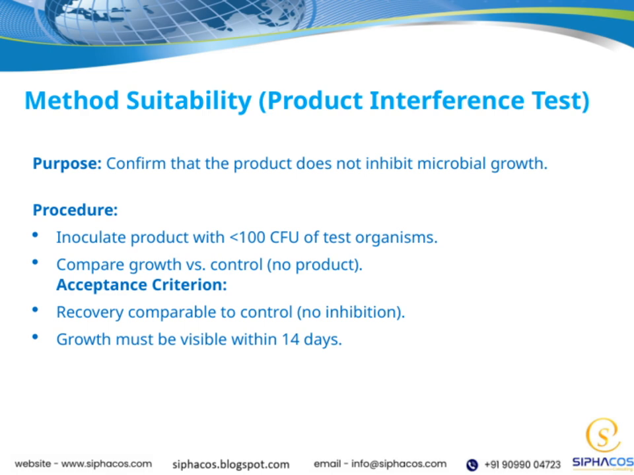The acceptance criterion is straightforward. Growth must be visible within 14 days, and it should be similar to what we see in the control. If we observe this, we can confidently say the product doesn't interfere with microbial growth. This step, known as the method suitability or product interference test, is really about ensuring our testing environment remains accurate and reliable, so we can make informed decisions about the product's safety and effectiveness.